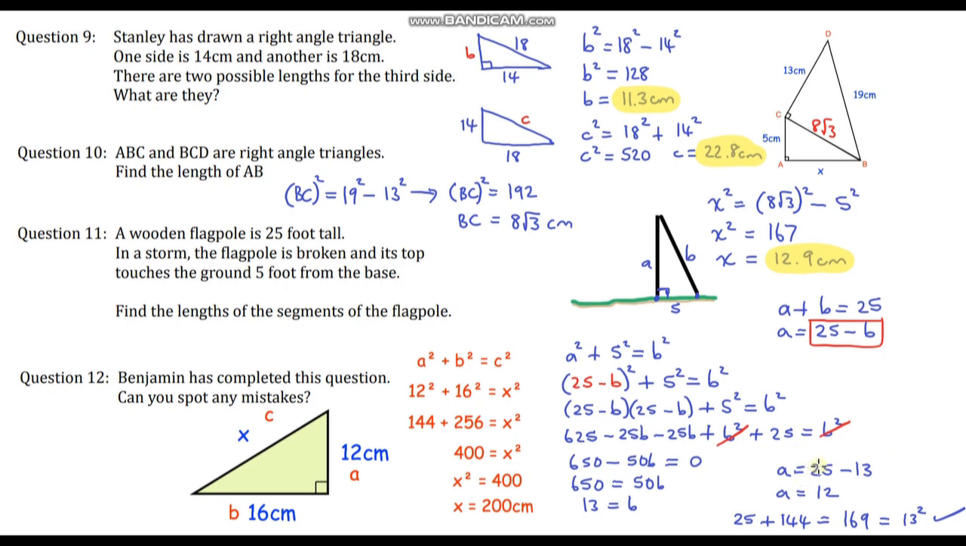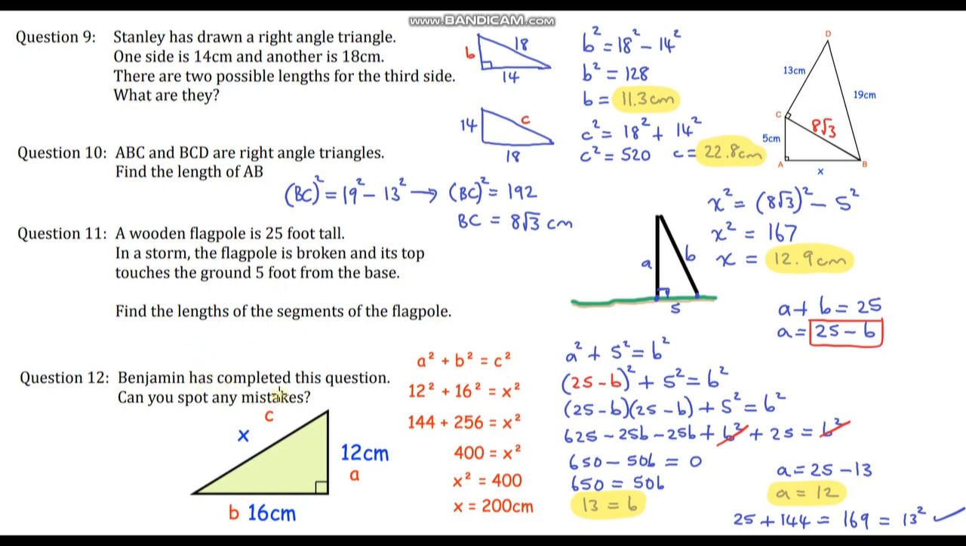So to answer our question, A is 12, or the height is 12, this length here is 12, and the hypotenuse is 13. And just to rub it in a bit further, I think I mentioned A being 12 and B being 13 when I went through some possible solutions earlier. But anyway, let's move on to the last question.